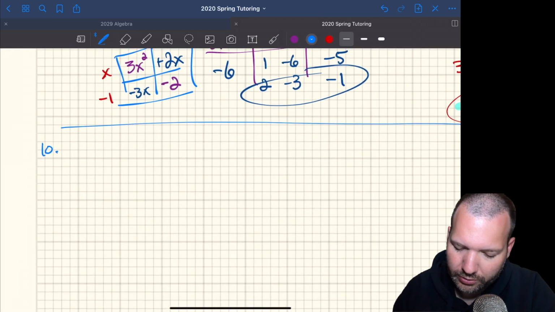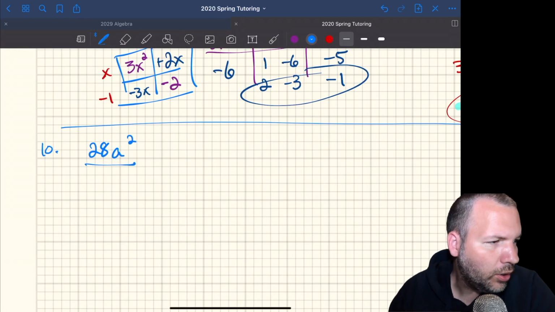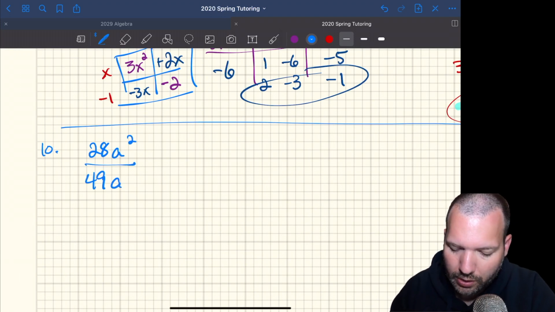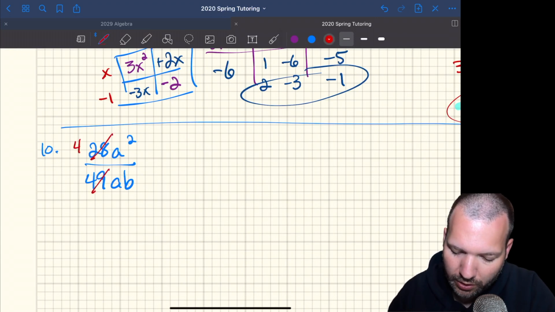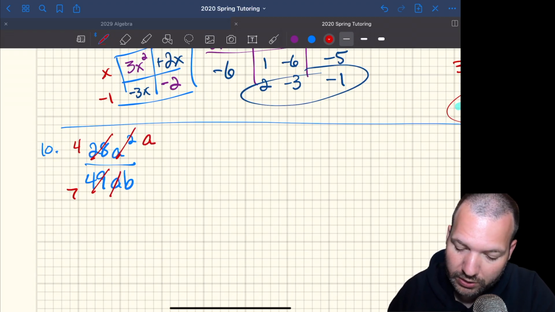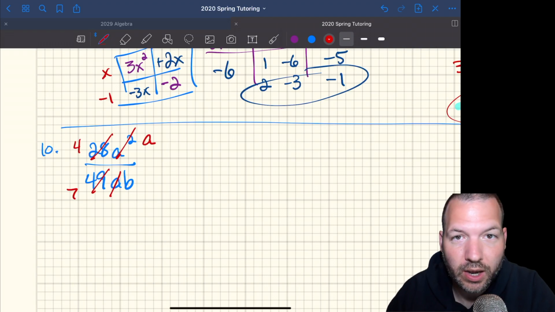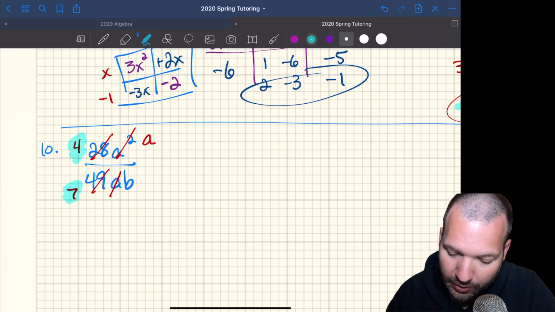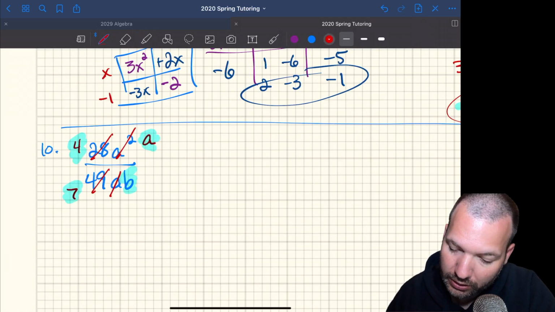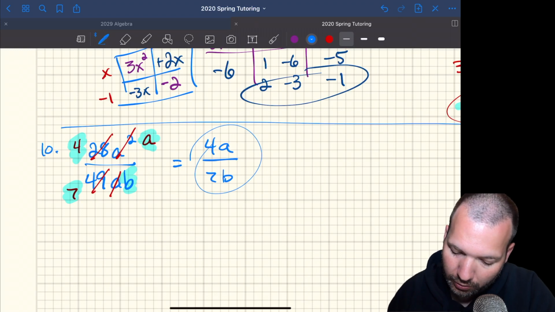Simplify the expression. Okay. 28a squared over 49ab. What do I notice? 7 goes into 28 4 times and 49 7 times. a squared and a obviously have something in common, but when we cancel out that common a, it leaves an a in the numerator. And as always, I like to make sure I remember what is still sticking around. And that's how I get my answer here. This simplifies to the expression 4a over 7b.